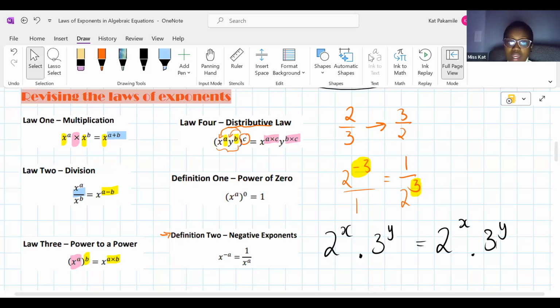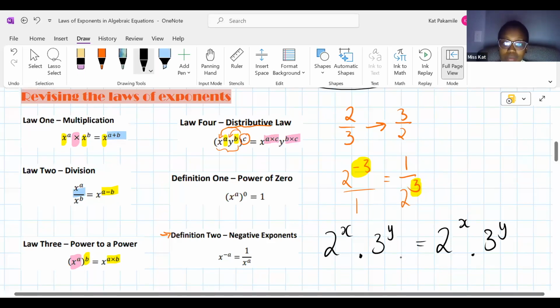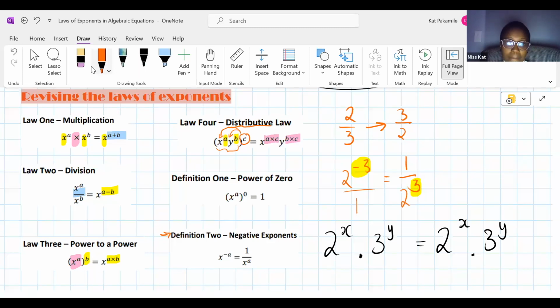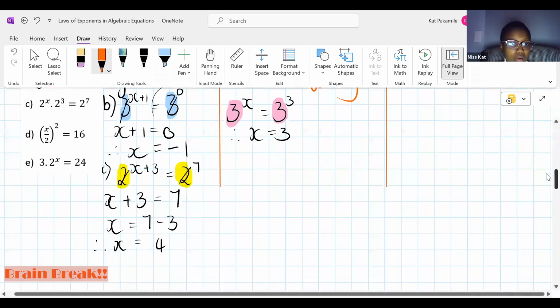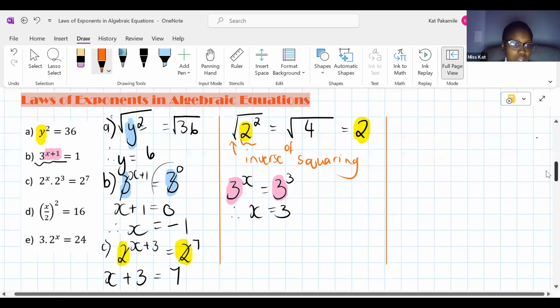The problem that we have there is the variables. They're the ones that are complicating everything, because we don't know, 2 to the power of x could be anything. Okay. I hope we understand that. Okay, that was number C.